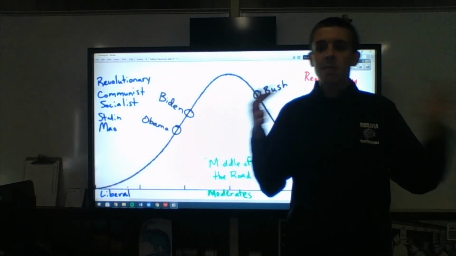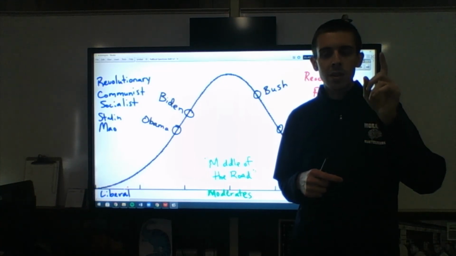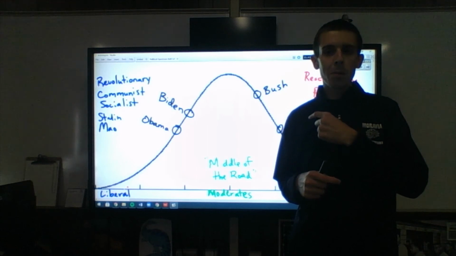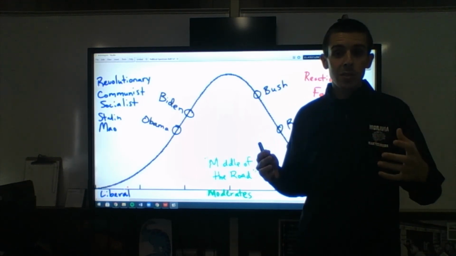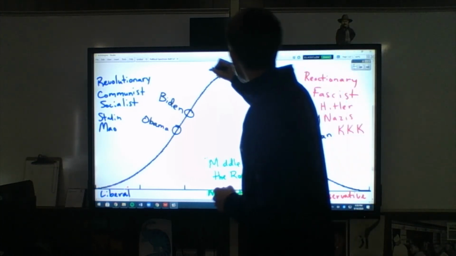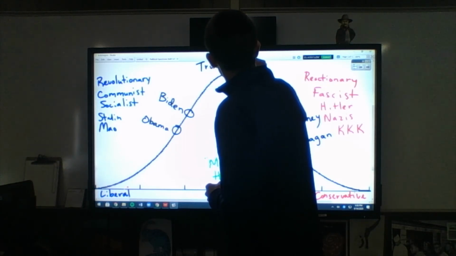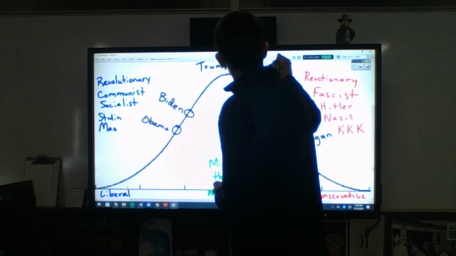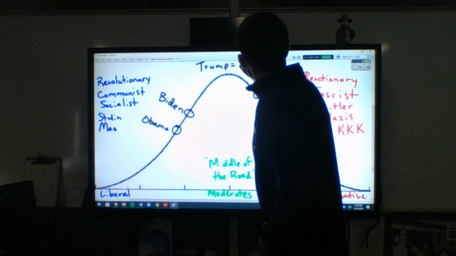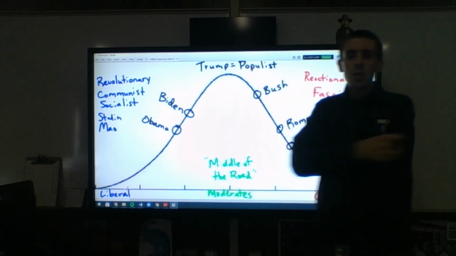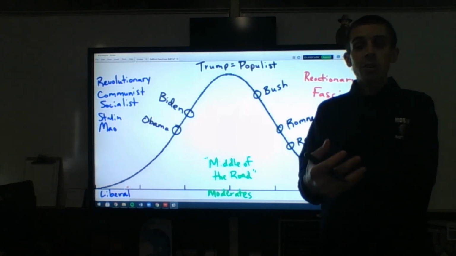His opinions have changed over time, and part of the reason is that he is not able to really be put on this diagram, because he would be what is defined as a populist. So I'm going to say Trump is a populist. What I mean by a populist is somebody who looks at the popular views in America and takes them over.